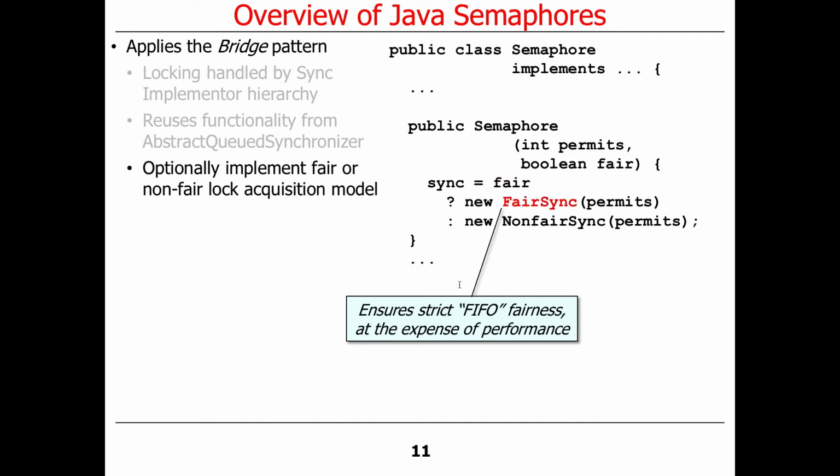Fair synchronization ensures strict FIFO access to the count. I'll explain what that means in a second. What that does is it enforces fairness at the expense of performance. What the heck does that mean? First of all, what does it mean to be fair, right? What's a fair semantic?